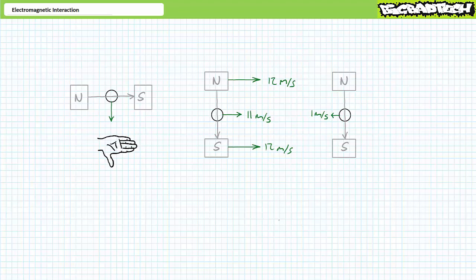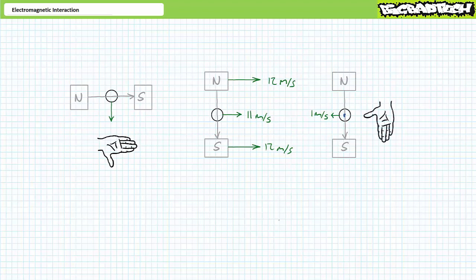When it does so, it's almost like the conductor was standing still and the magnetic field moved rightwards. Alternatively, this would be equivalent to keeping the magnetic field stationary and moving the conductor left. Either scenario results in relative movement between the conductor and the magnetic field.